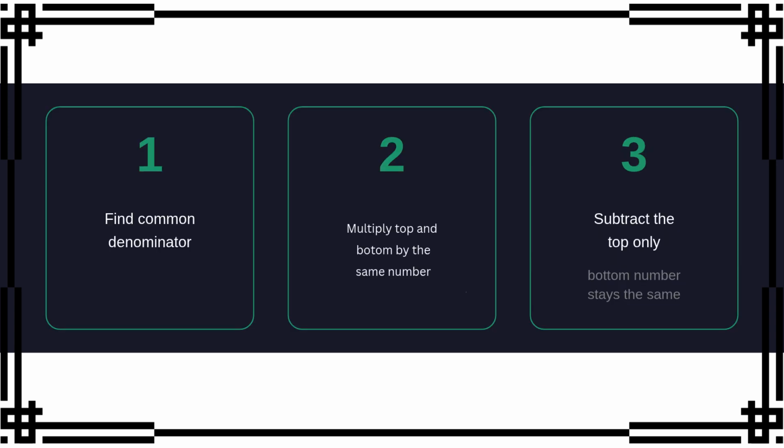Every fraction subtraction problem follows these 3 steps. Find the common denominator, convert both fractions, subtract the top, the bottom never changes. That's it. Memorize these 3 steps and you will never get this wrong again.